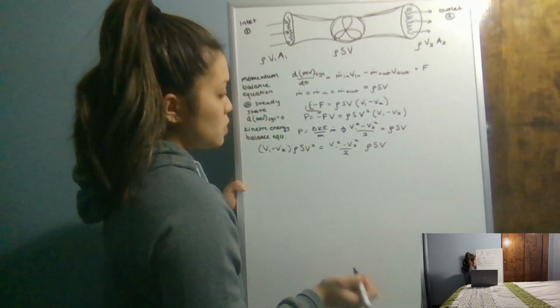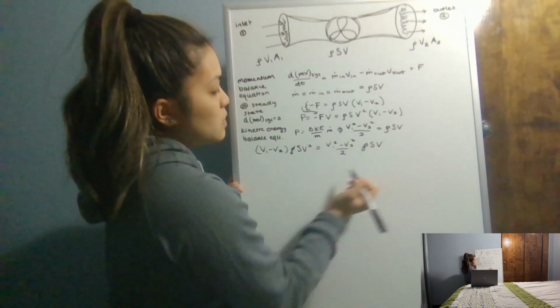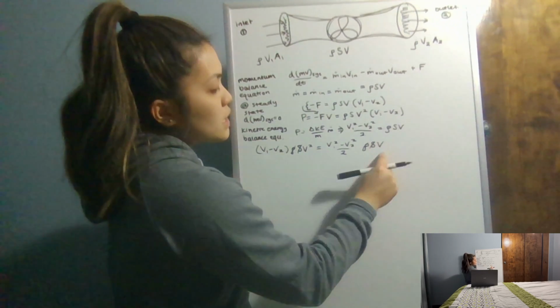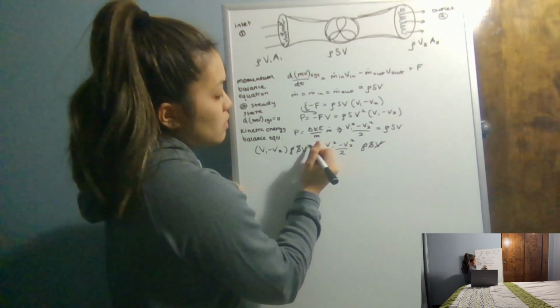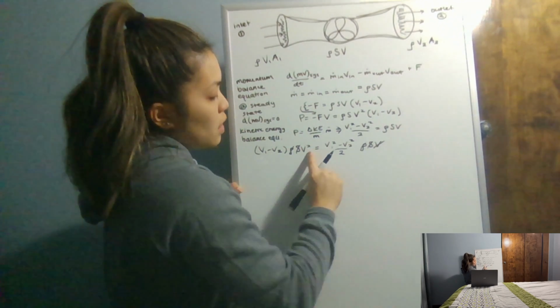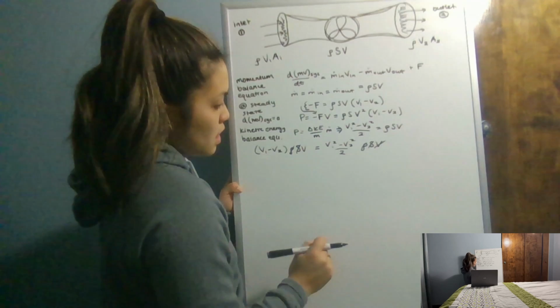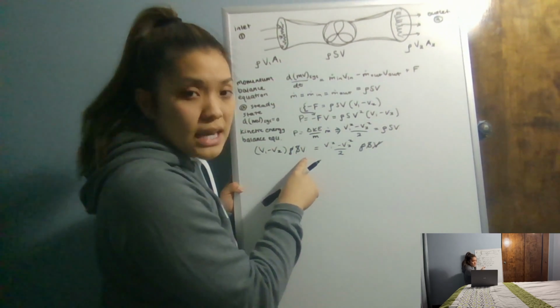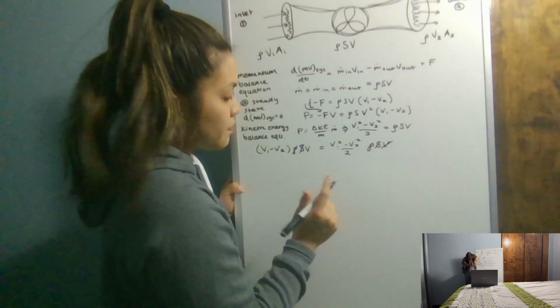And so now what we can do is we can cancel out the densities, we can cancel out the areas, and we can cancel out this velocity on the right, and that leaves, because this one is squared, we'll just get rid of the square on the left. And so now what we can do is we can actually isolate this velocity here.